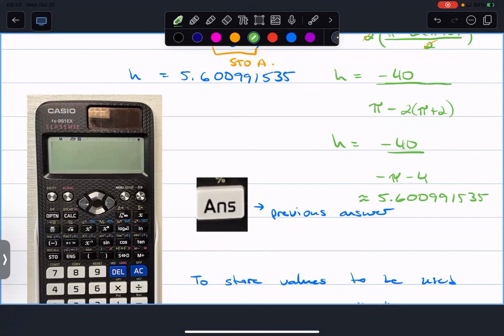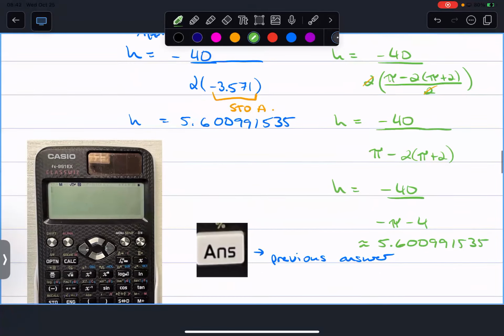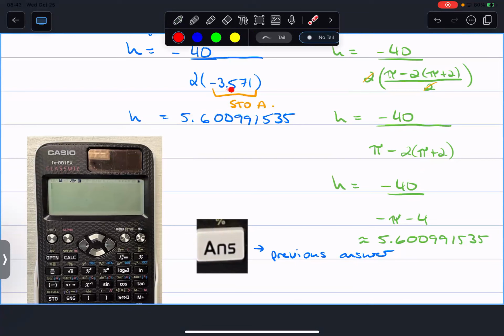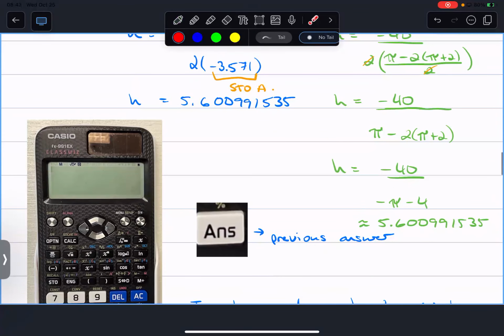$5.60099155 feels good. Why is that? Because I kept all the decimal places in my calculator, so they should be the same. If I had used the rounded value here, then this would be slightly different because of rounding.